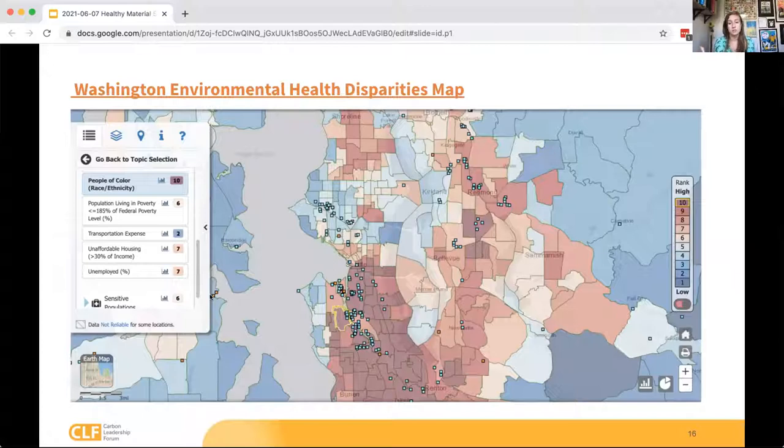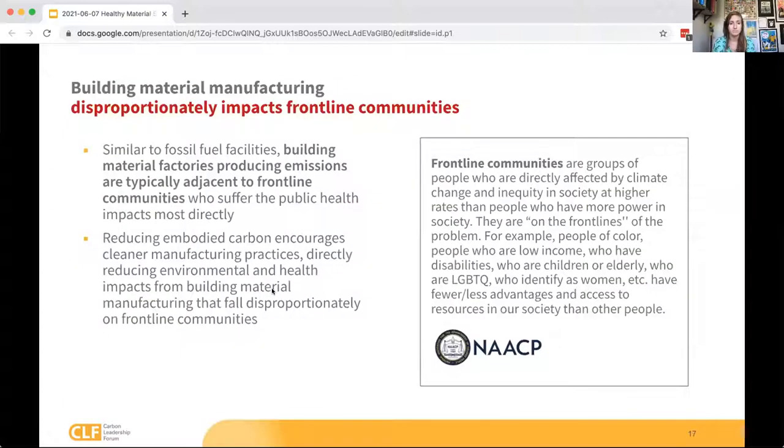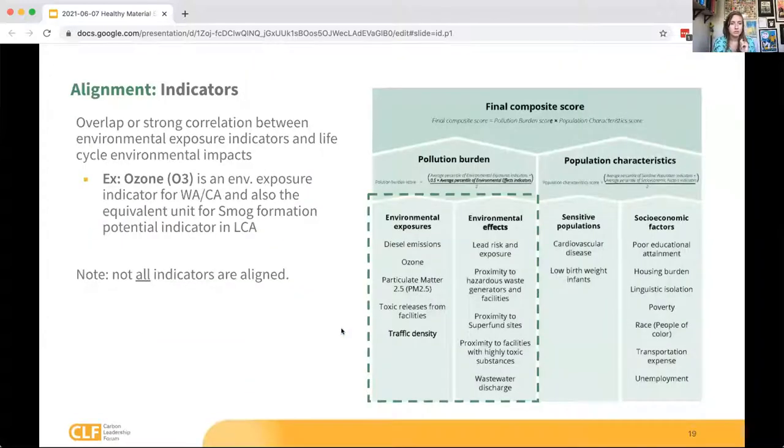And you can see that there is a strong correlation between these. So these mapping efforts are trying to help policymakers understand that connection. In the interest of time, I'm going to skip ahead. Two things that I just want to highlight are where these things align and where there's tension between these different kinds of health impacts from the life cycle of building materials.